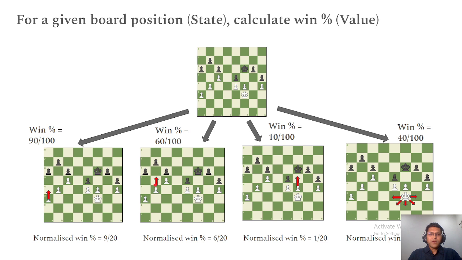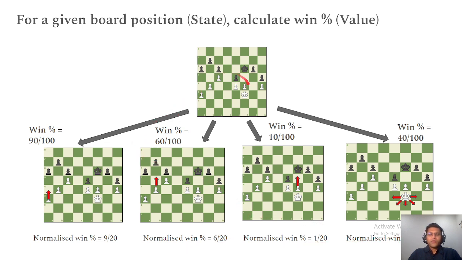Similarly, for this board position, let us assume you move the b4 pawn one step forward, and you continue playing 100 games, and out of these 100 games you won 60 games, and the win percentage for this position is 60. Similarly, for this position, let us assume the win percentage is 10%, and for all these king moves, the total win percentage is, let's say, 40%. And at the bottom you see the normalized win percentage. You divide by the normalizing factor 20, so that all the ratios will sum up to 1.